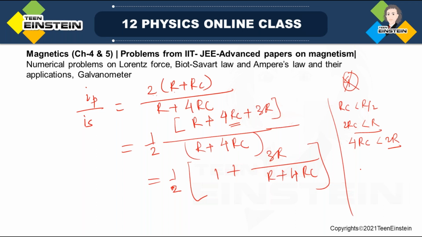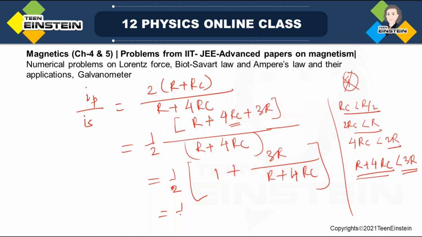Now look, if we say R plus RC, R plus 4RC, what about this? See, 4RC is less than 2R. That means this must be less than actually 4R, right? 3R, sorry, less than 3R. I hope you agree with me. See, this is the condition. So RC is less than R by 2. So 2RC is less than R. Then 4RC is less than 2R. So what about this then? R plus 4RC, that means this is less than 3R.